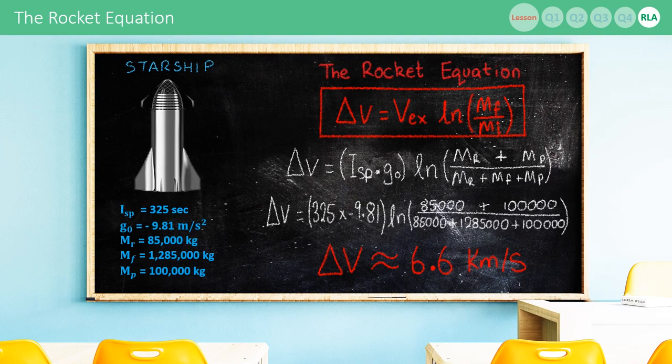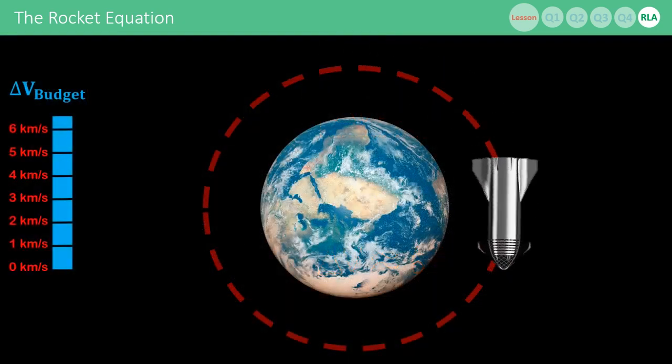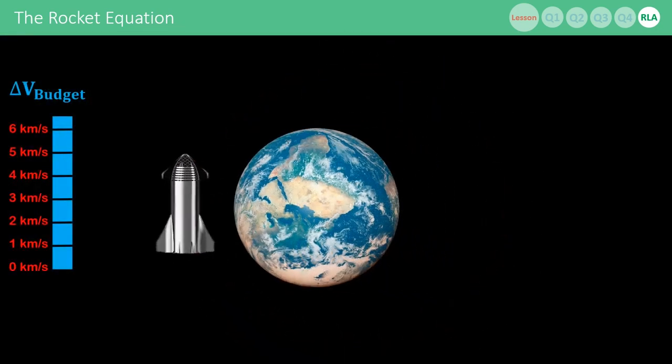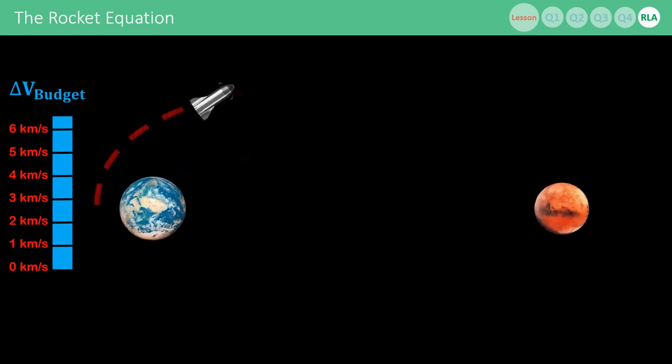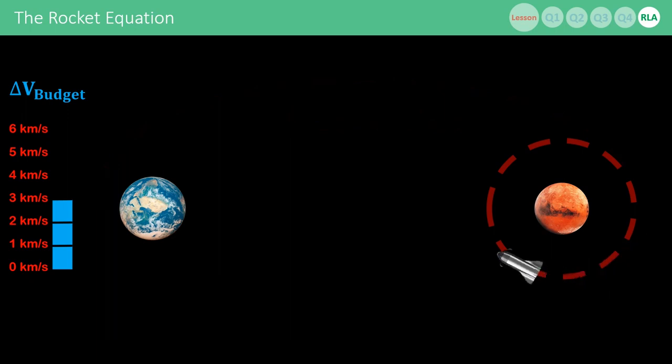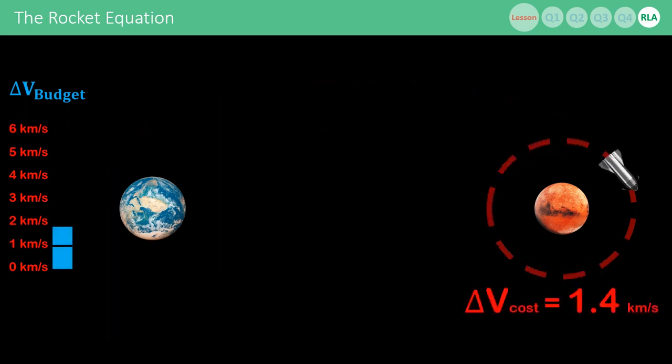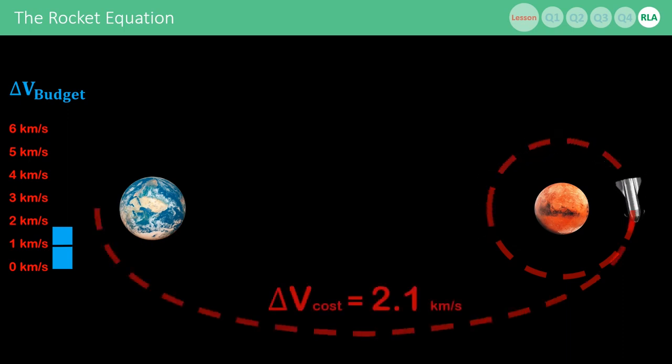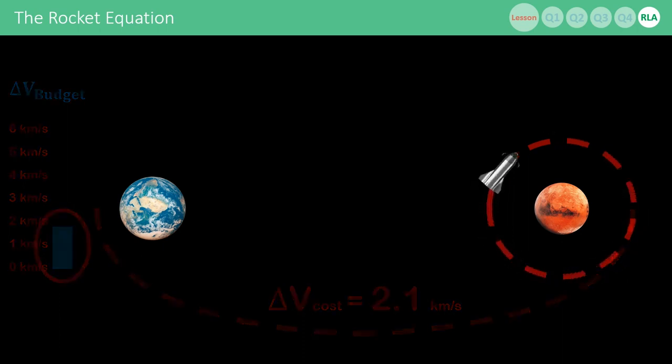What could we do with that? Well, let's imagine Starship is fully fueled and is in low Earth orbit. Well, a transfer orbit to Mars costs about 3.6 kilometers per second of delta V, and an orbital insertion to low Mars orbit would cost another 1.4 kilometers per second. But to get back home costs about 2.1 kilometers per second. Sadly, Starship only has about 1.6 kilometers per second left in its delta V budget. It doesn't have enough to get home.